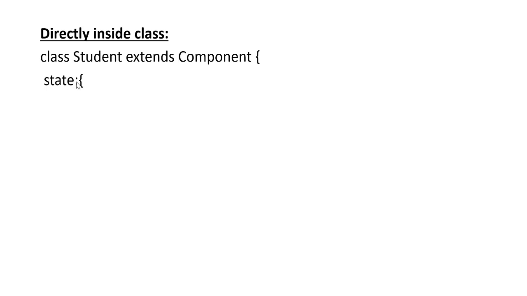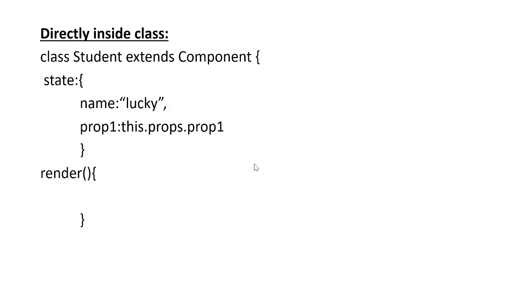Then inside this we use a name. Then we provide props, this.props.prop1. We will get these props with the help of attributes in the render method. Then close, then we'll use a render method. This is the syntax for creating state inside a class.